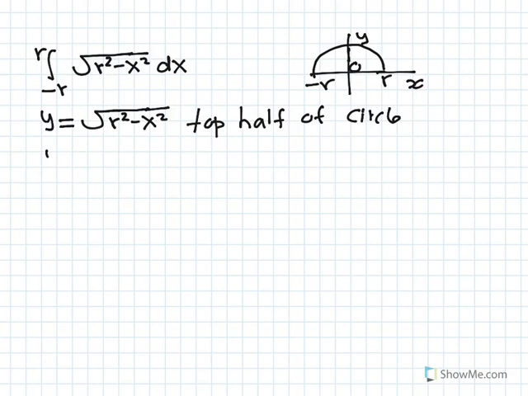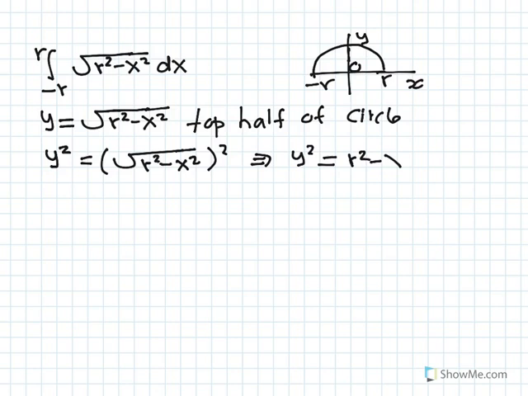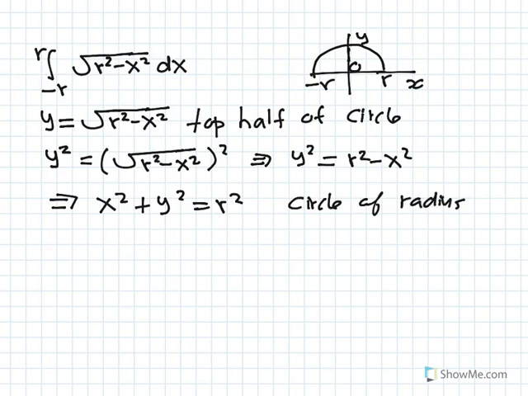So the reason is because we can square both sides. We get y squared is equal to root of r squared minus x squared, all squared. The radical disappears. We get y squared is equal to r squared minus x squared. And bring the x squared to the left-hand side. We get x squared plus y squared equals r squared. This is the equation of a circle of radius r. That means y equals root of r squared minus x squared is the equation of the top half of a circle.